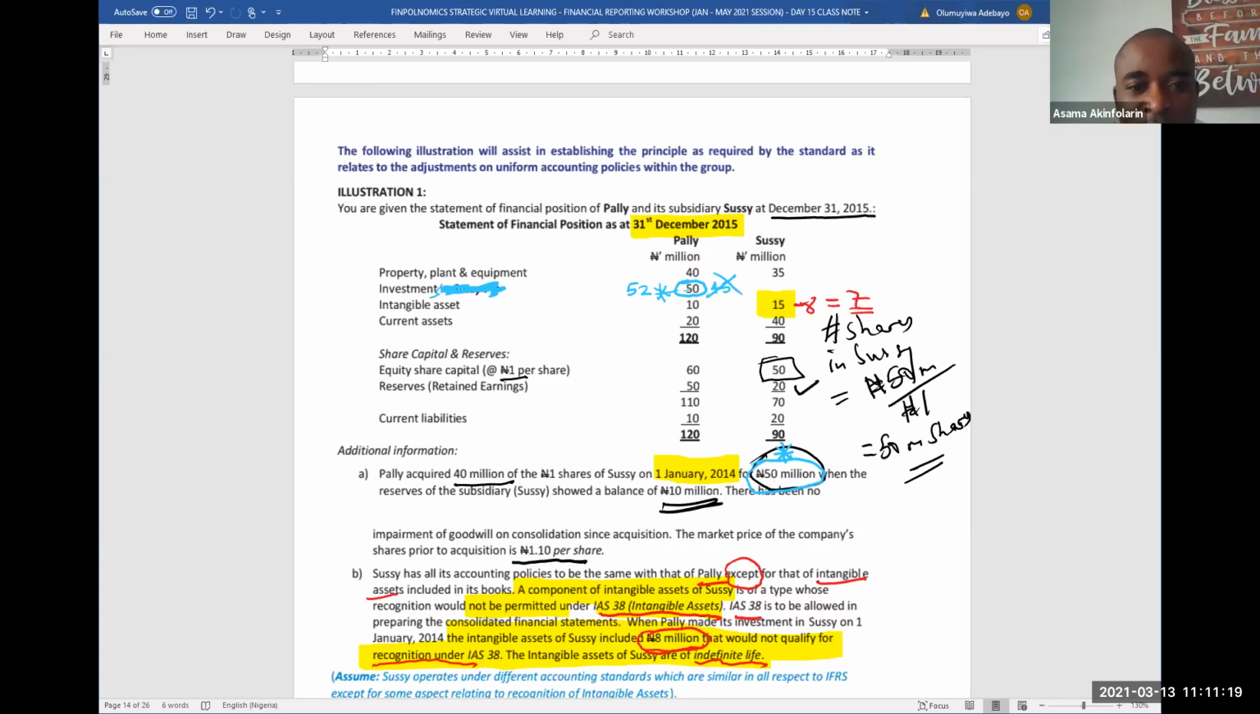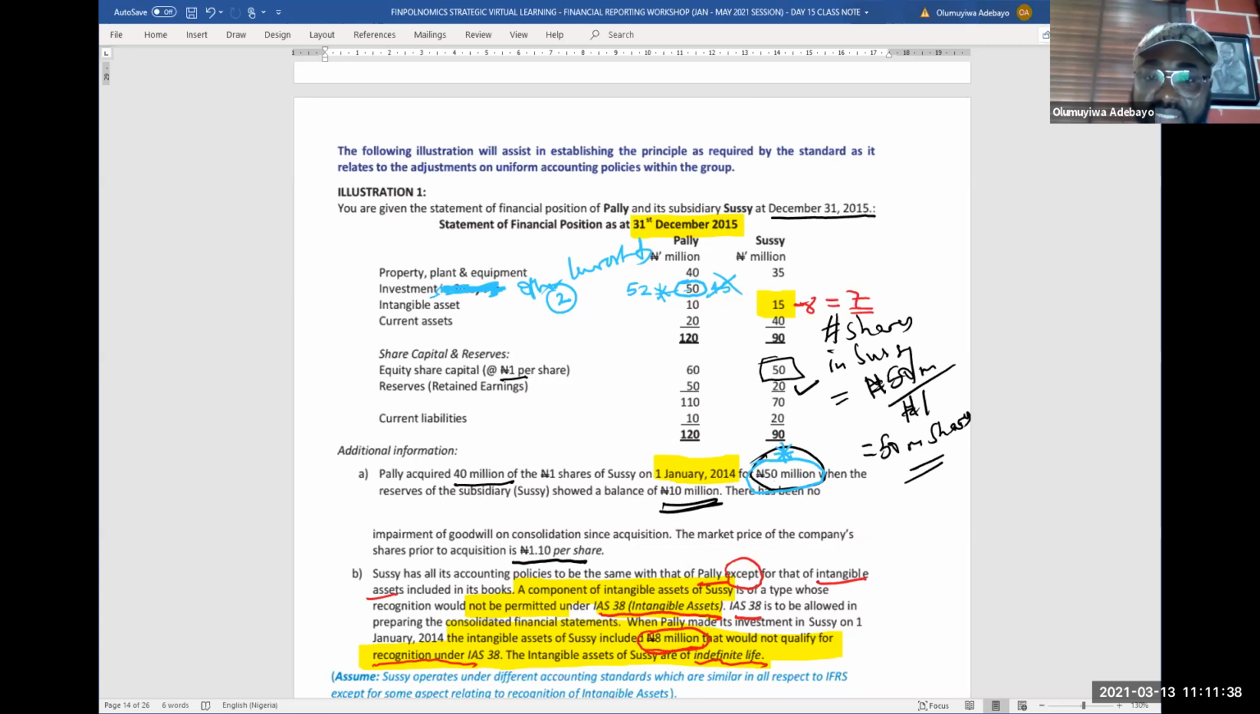So maybe in that case, we can say there are other investments apart from SUSI. You have said it all. Other investments. Other investments can account for the two in it.